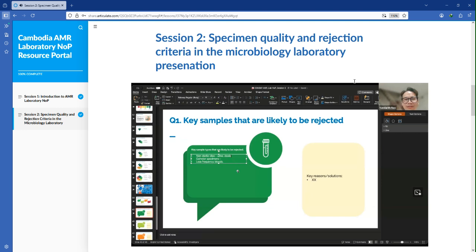That's good. And what about catheter specimens? What are the key things we are looking at here? So do we reject catheter specimens?